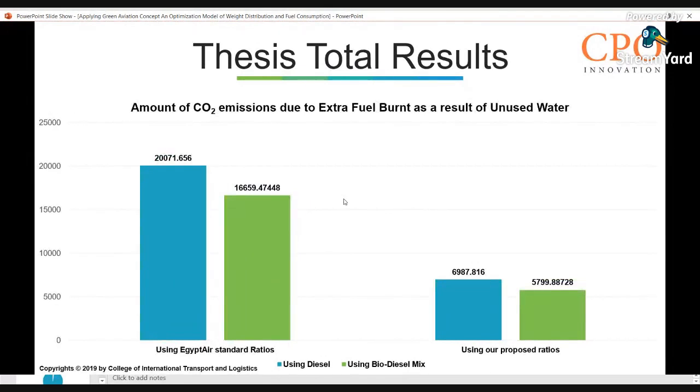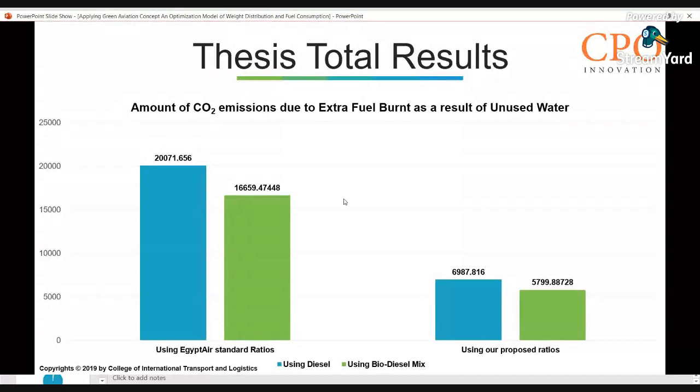Here are the total results, comparison regarding the CO2 emissions. So Egypt Air, using conventional fuel and their traditional ratios, used to emit around 20 tons of CO2 each month. Now they emit only around 5.5 tons of CO2 each month, which is around 15 tons of CO2 saved.